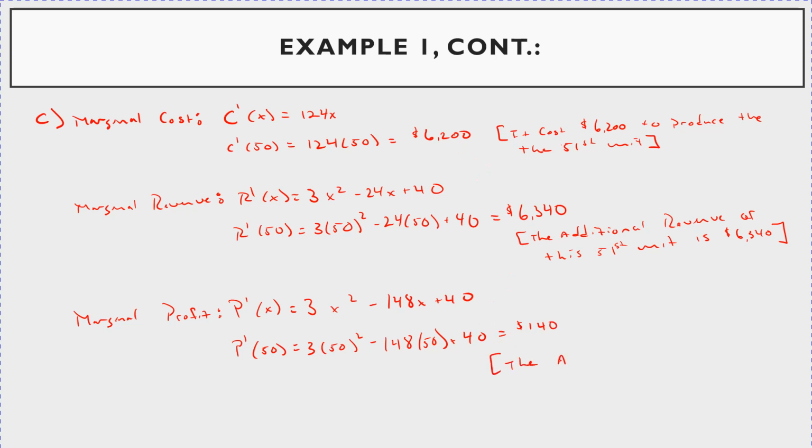So what we're seeing here is the additional profit of this 51st unit is $140. So it's positive profit coming in.